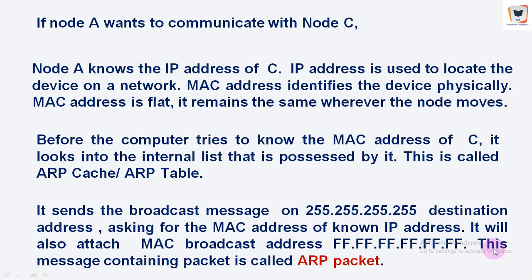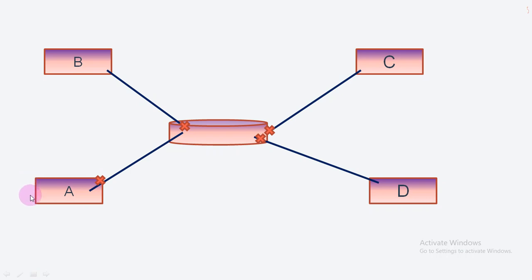This message-containing packet is also called an ARP packet, and the ARP packet will move. Let us say this is the node which wants to communicate with C. In order to communicate with C, A should know the MAC address of C. Of course, A will know the IP address of C, the IP address of B, and the IP address of D, because this has been the task of the network layer. A is knowledgeable about the IP address, but A is not knowledgeable about the MAC address. Therefore it needs the MAC address of C.